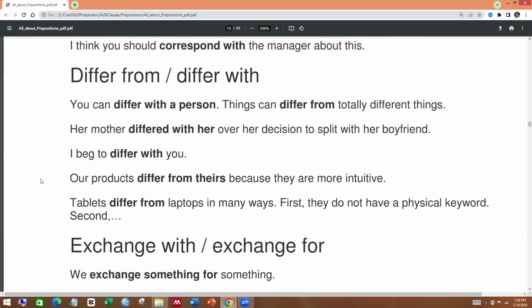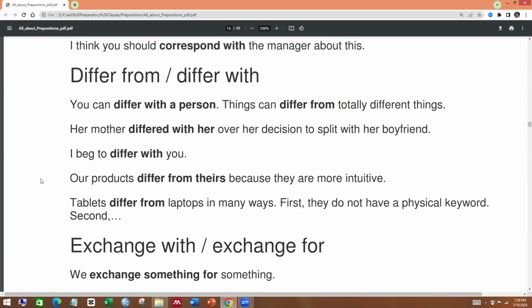You can differ with a person. एक आदमी के साथ कर सकते हैं differ with, जैसे a position of opinion. Things can differ from totally different things. Her mother differed with her over her decision to split with a boyfriend. Okay, I beg to differ with you.